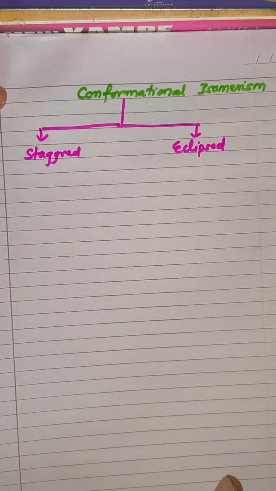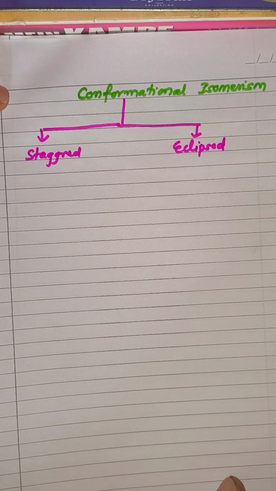Hello student. Now we are talking about another type of isomerism, which is conformational isomerism. What is conformational isomerism? This isomerism refers to the different spatial arrangements of a molecule that arise from the rotation around a single bond, that is, the sigma bond we can rotate. It means this isomerism is observed in single bonded compounds.